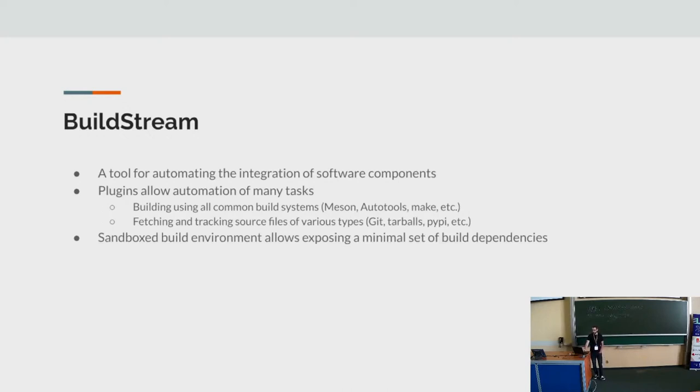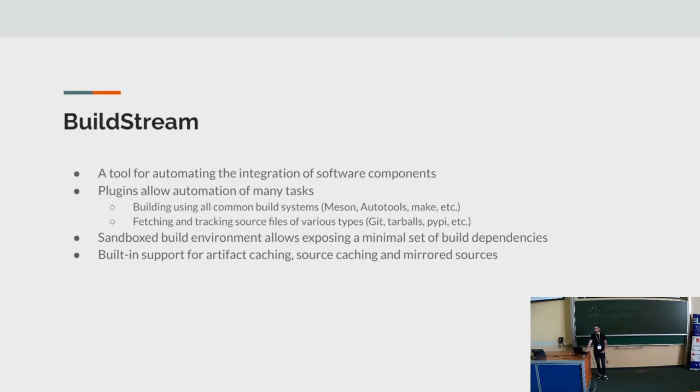And one important part in BuildStream is that its build environment is entirely sandboxed. So only what is defined to be part of this sandbox would actually exist during the build. And this is for every single component being built. So the set of build dependencies is both clearly defined and very minimal. Let's call it, the build system only sees what you expose, and nothing else.